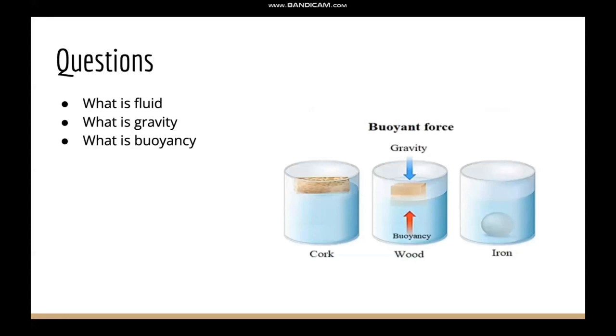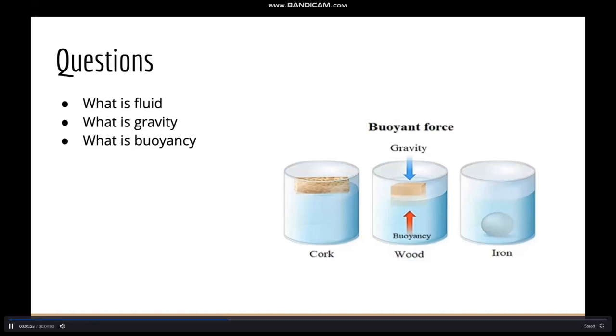And so for us to make an appropriate model, we want to ask and answer some questions about what could affect the object's ability to sink or float. The first question is, what is a fluid? A fluid is a substance that flows and has no fixed shape. It includes liquids and gases.